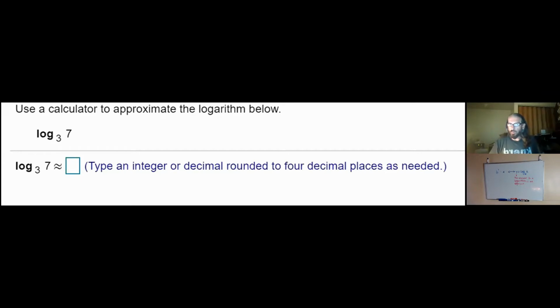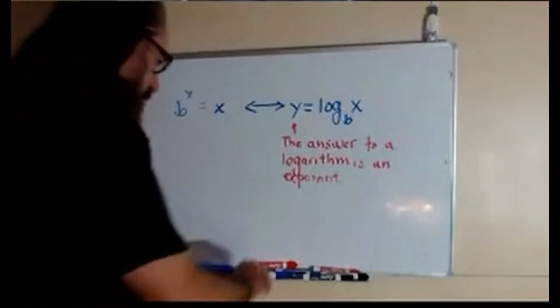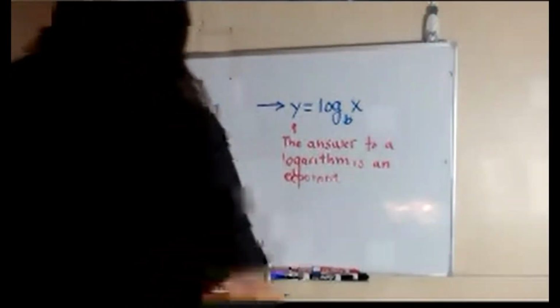In this question, we're asked to estimate to 4 decimal places as needed the log of 7 base 3. There is another way that this could be done, but as far as I know, it is not information that is available yet. So we're looking for something that we could raise the base of 3 to get 7.